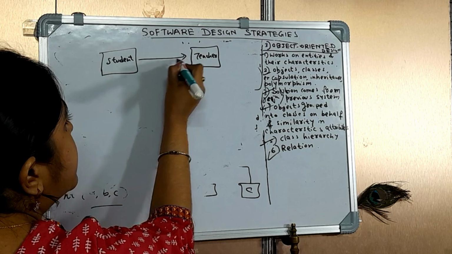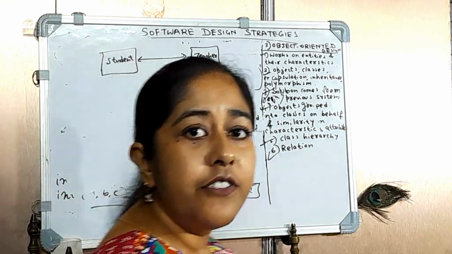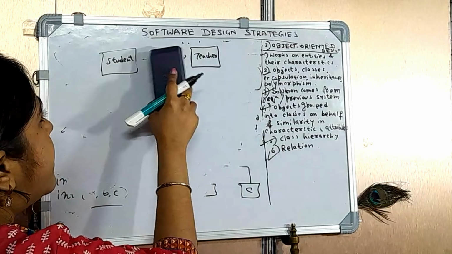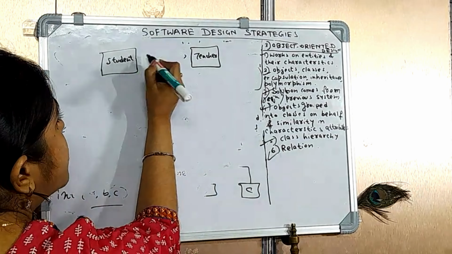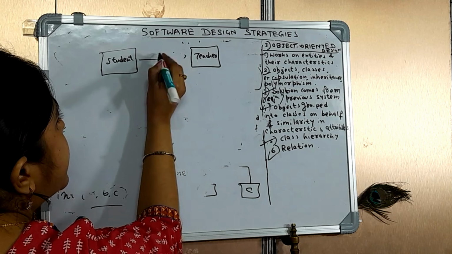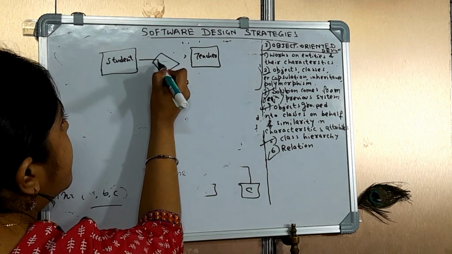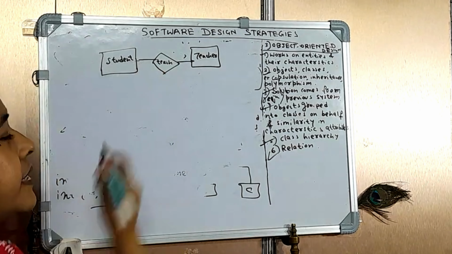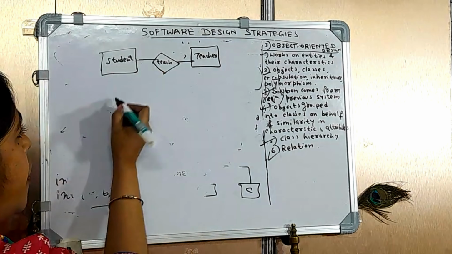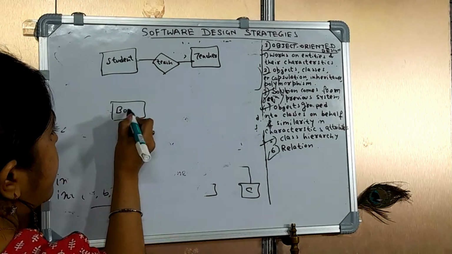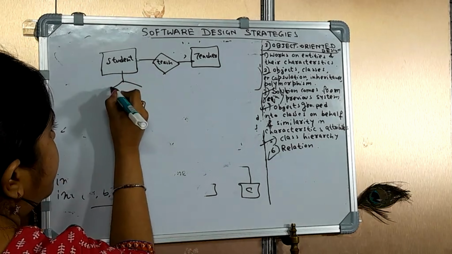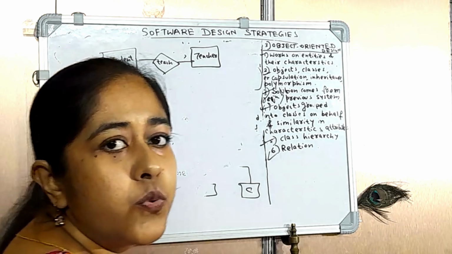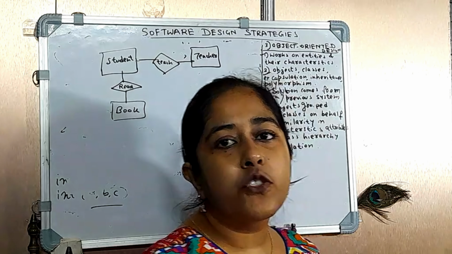So what happens? These will have some particular relationship between each other. What relationship? What does a teacher do? They basically teach. So here teaching is the relationship between student and teacher. Now book, if it's another entity, what is the relationship? Reading. Read is the relationship between a book and a student. So this is what is called a relationship.